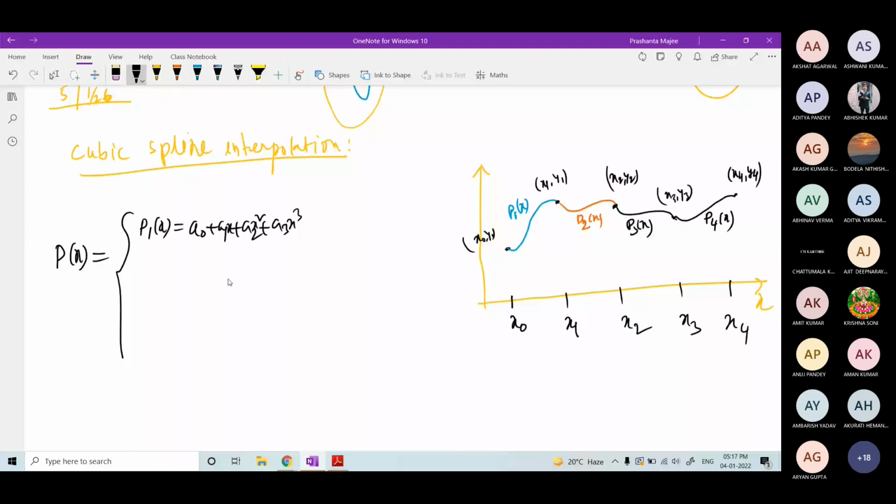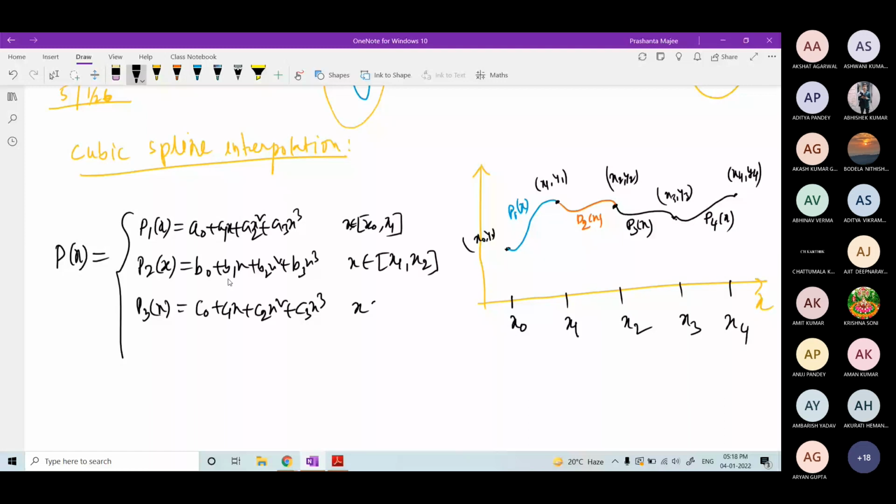Another part will be P3(x), which is again a third degree polynomial. So that is c0 plus c1 x plus c2 x square plus c3 x cube. x will be lying between x2 to x3, and in the last sub-interval it will be another third degree polynomial. So it is P4(x), d0 plus d1 x plus d2 x square plus d3 x cube. x belongs to x3 to x4. So it is a piecewise polynomial. Each piece is a cubic polynomial.